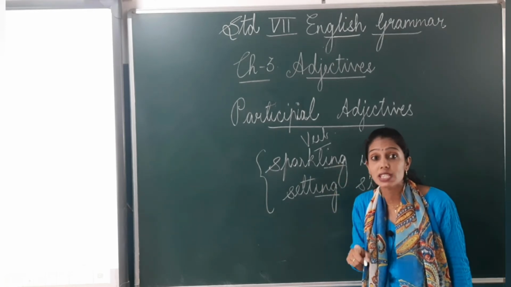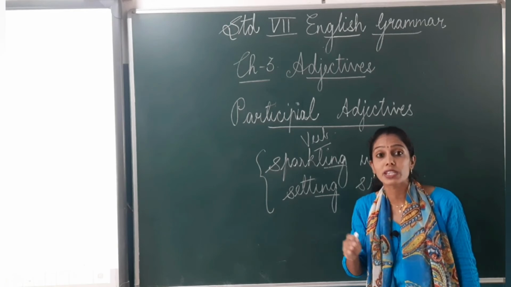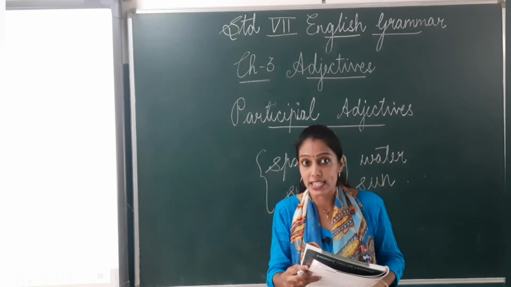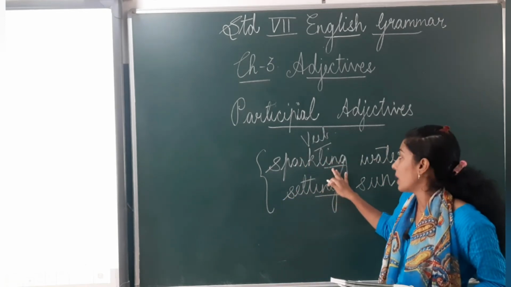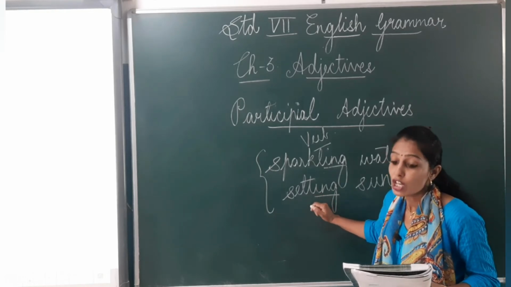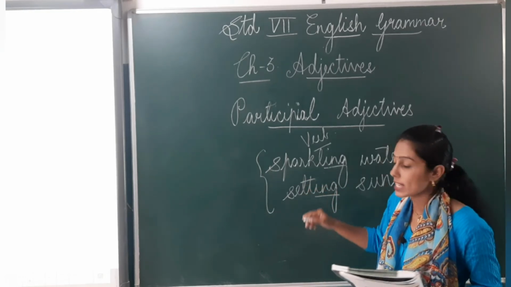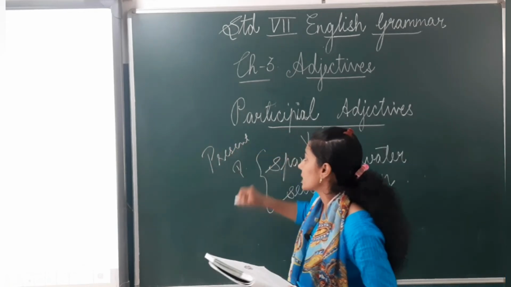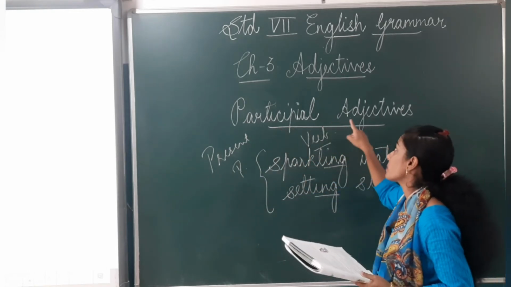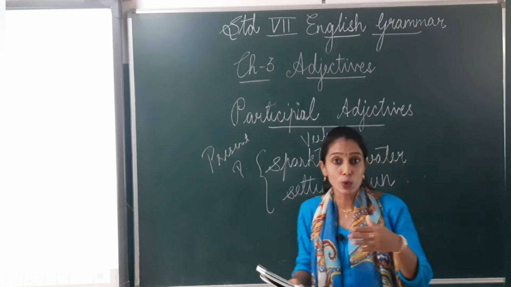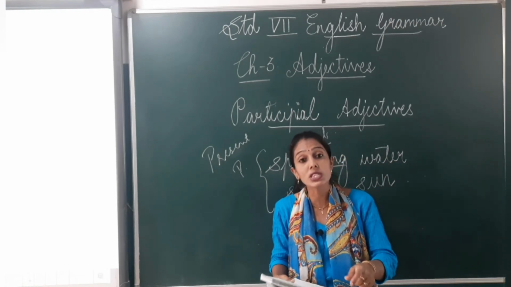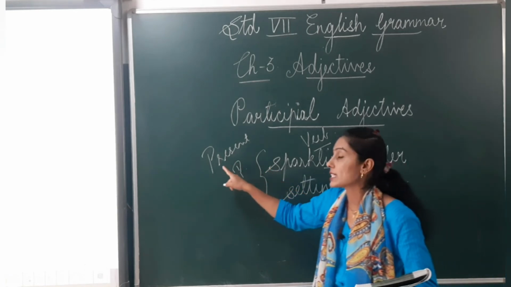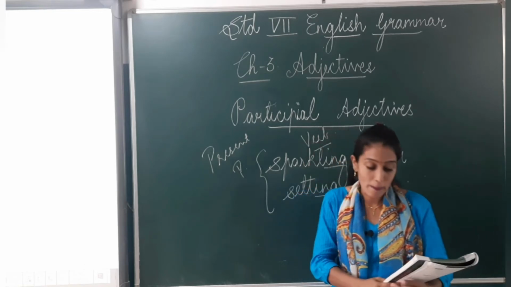Ing is in which tense? Present tense. Ing is in present continuous tense form. So, in the first sentence, the ing form of the verb, sparkling and setting, have been used. So this form of the verb is said to be present participle. Here we have the heading as participial adjective. But when the verb is being used in the ing form, that is in the present form of the verb, we say it is present participle.